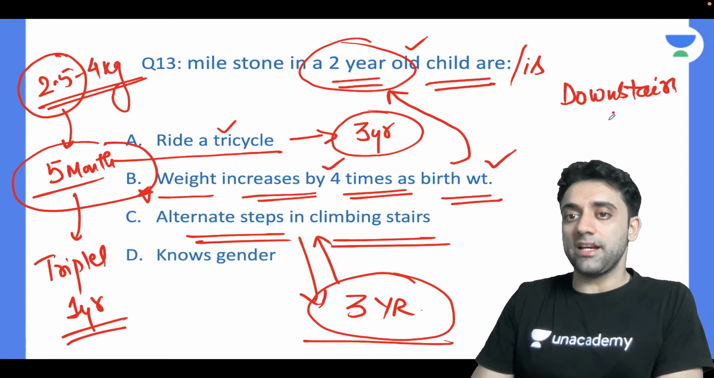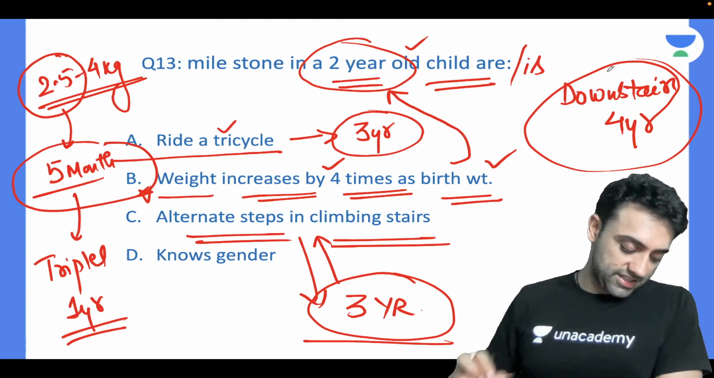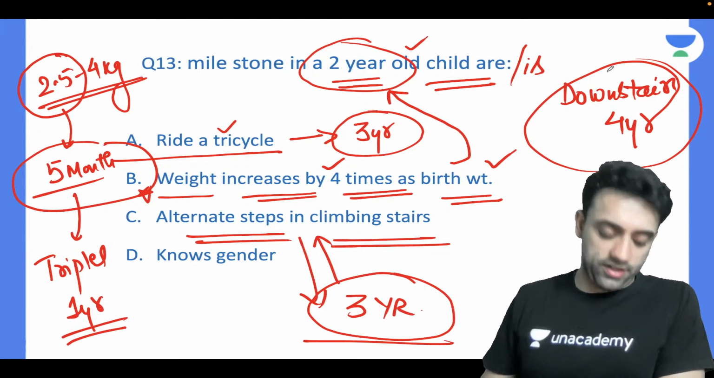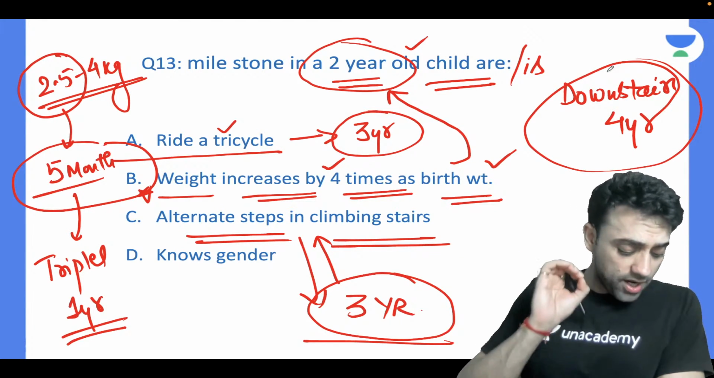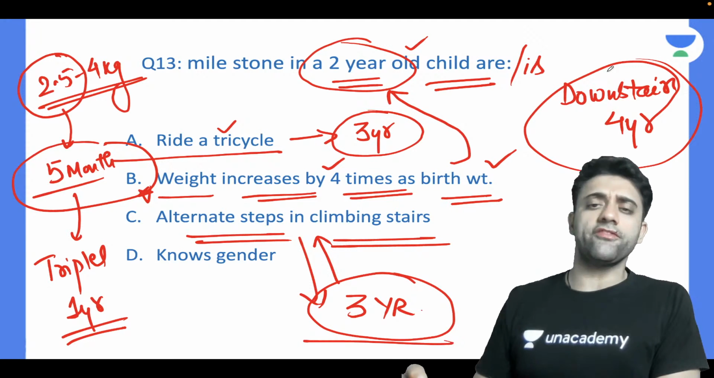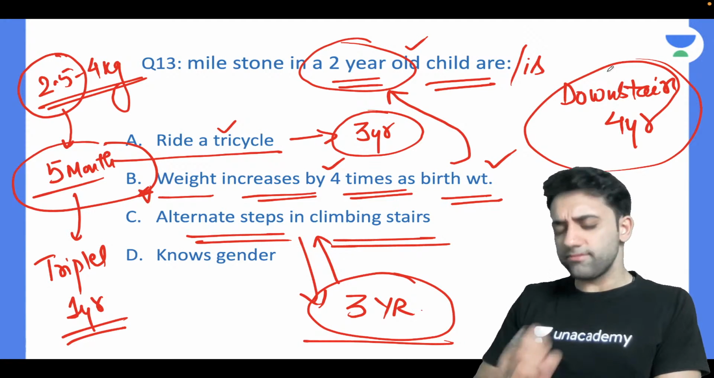A baby can come downstairs by 4 years. Very good. Robin, Anurag, Shubhangi, Julie, beautiful. People who are answering means they are another level.